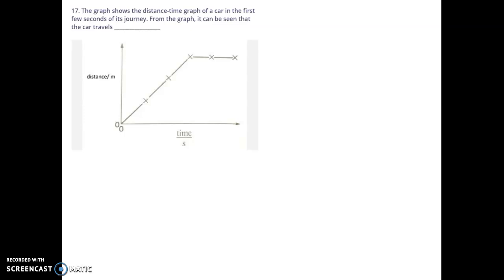Okay, so for our next question here, we have a distance time graph, and this one shows a car in the first few seconds of its journey, and what we're trying to figure out here is how the car is traveling.